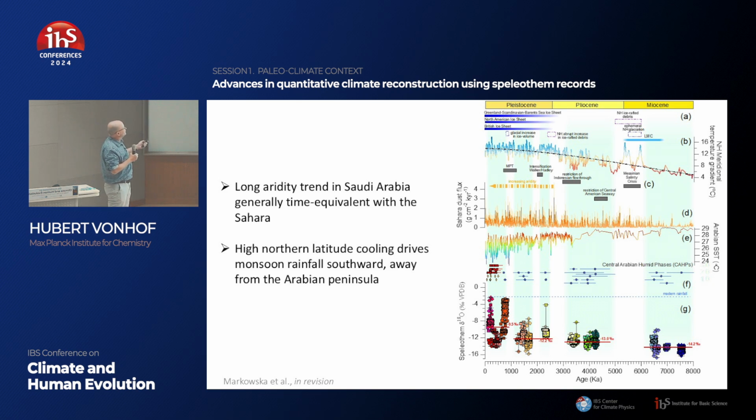And of course, the entire system also is in line with the amount of ice on Greenland, let's call it that way, right? So the cooling of the northern high latitudes are probably the mechanism that drove southward this ITCZ influence on Saudi Arabia through time. So this is the interpretation as we have it now. Okay.